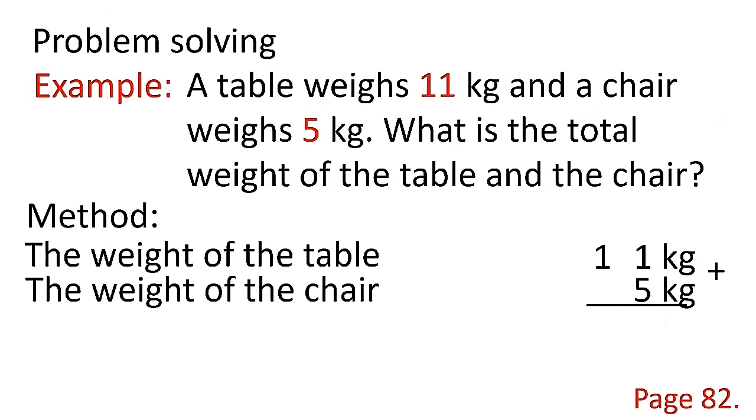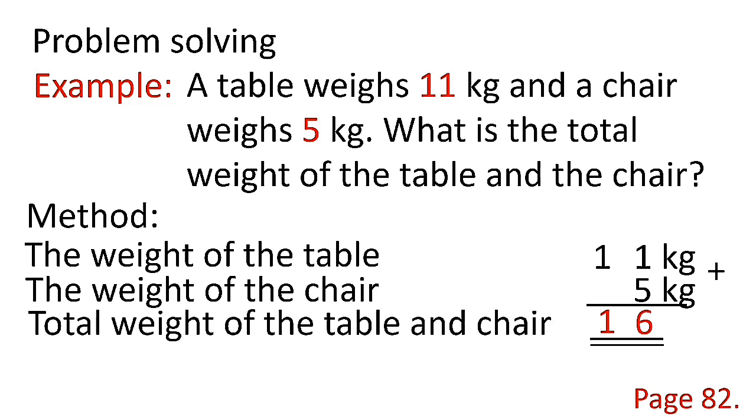So that means we need to add. Okay, so 1 plus 5, that is 6, and bring down 1. So what is the total weight of the table and the chair? It is 16. Okay, so the total weight of the table and chair is 16 kilograms.